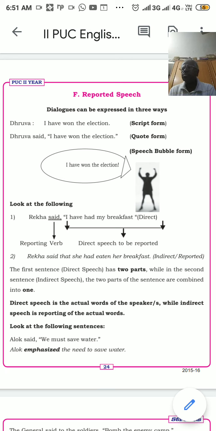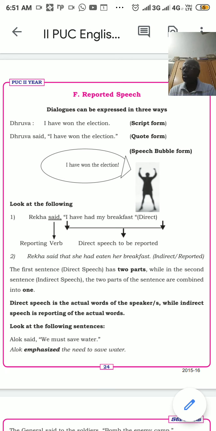Introduce interrogative verbs such as asked, inquired, questioned, followed by whether or if, plus subject plus verb. Please write this down. I hope you are writing. Interrogative verb, followed by whether or if, plus subject plus verb.